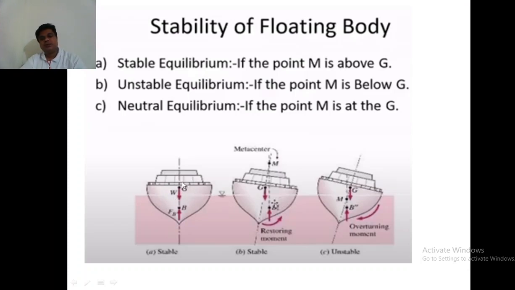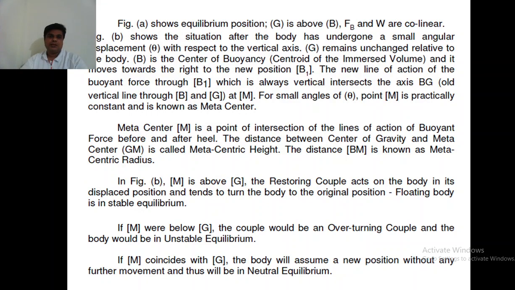So this is the condition for floating, and for the equilibrium condition, the metacenter should be above the center of gravity of the object. And for neutral equilibrium of floating bodies, the metacenter will be at G. So both M and G will be at the same point for neutral equilibrium. The same thing is given here.